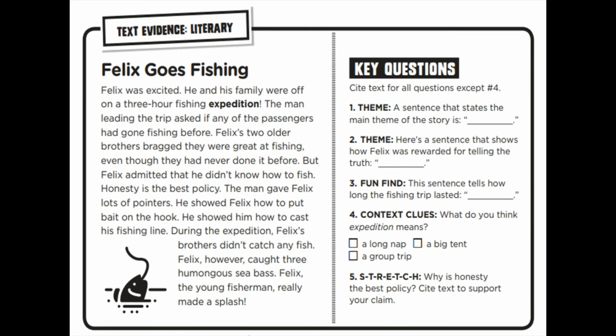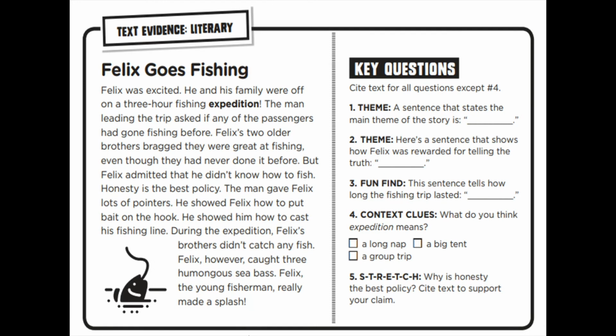Felix goes fishing. Felix was excited. He and his family were off on a 3-hour fishing expedition. The man leading the trip asked if any of the passengers had gone fishing before. Felix's 2 older brothers bragged they were great at fishing, even though they had never done it before. But Felix admitted that he didn't know how to fish. Honesty is the best policy. The man gave Felix lots of pointers. He showed Felix how to put bait on the hook. He showed him how to cast his fishing line. During the expedition, Felix's brother didn't catch any fish. Felix, however, caught 3 humongous sea bass. Felix, the young fisherman, really made a splash.